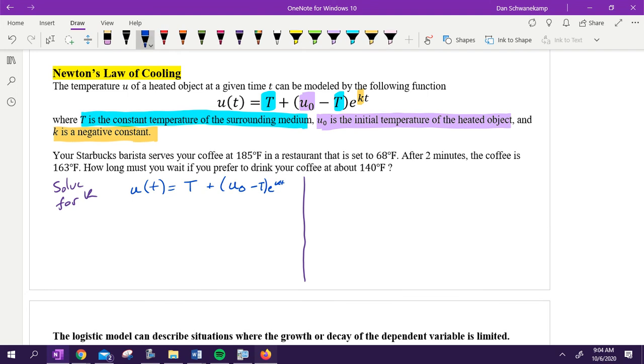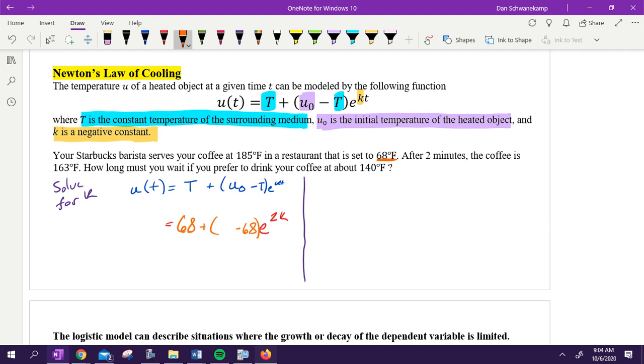So thoughts, what's something I can plug in here? 2. What am I plugging 2 in for? Minutes. Okay. 2 minutes. What else can I plug in? T stands for the temperature of the surrounding medium. What is the temperature of the surrounding medium? 68. It is 68 degrees in the restaurant. So this is 68 and this is 68.